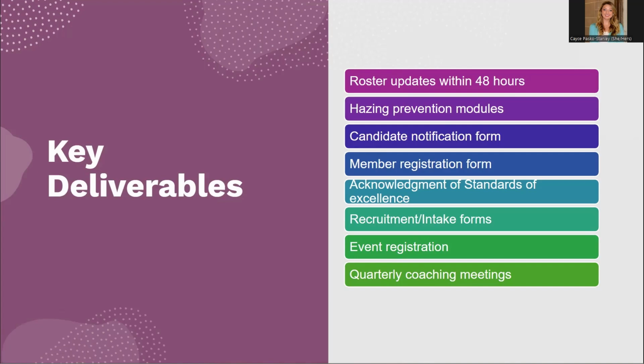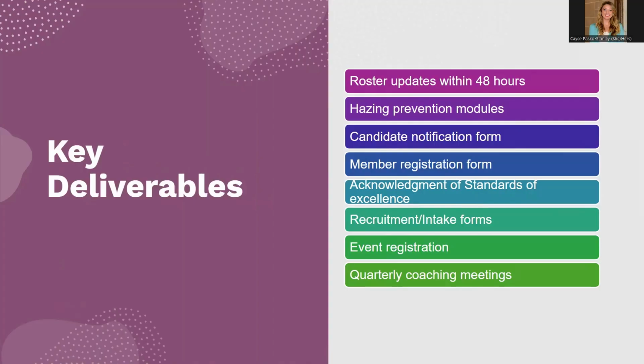Each chapter president must meet with their assigned chapter coach at least once per quarter. There is also standards of excellence tracking and accountability found on the Fraternity and Sorority Life website, where we track chapters' compliance with our expectations directly there.